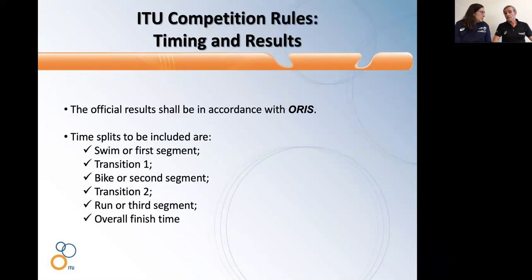Again, all the official results, once our athlete is finished, are in accordance with ORIS. But what is ORIS? I knew you were going to ask me that one, and it's a good job I looked it up earlier on. It stands for the Olympic Results Information Services. The time splits that we need to include are for the swim, or the first segment, if we're looking at things like duathlon, transition 1, bike, or the second segment. Again, this all changes because we have different disciplines. We have winter triathlon, as we mentioned earlier on, cross duathlon, and all these other events. We then need transition 2 and the run, or third segment, and we want our overall finish time.